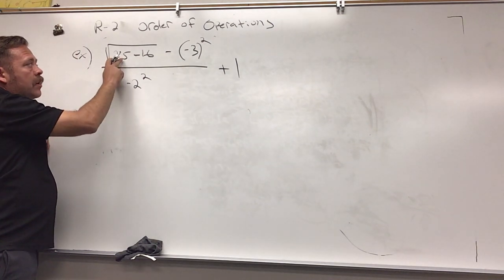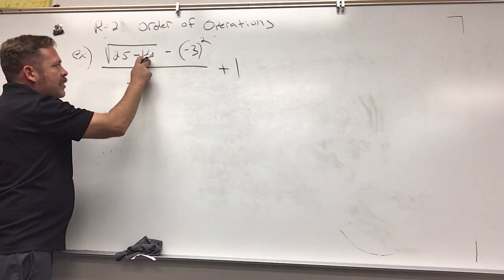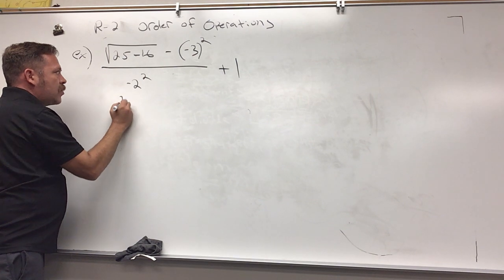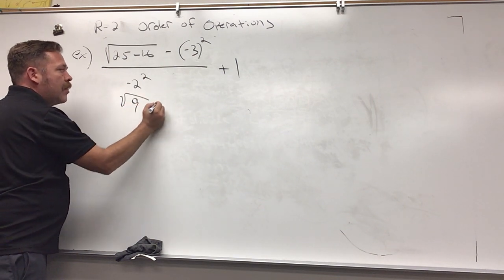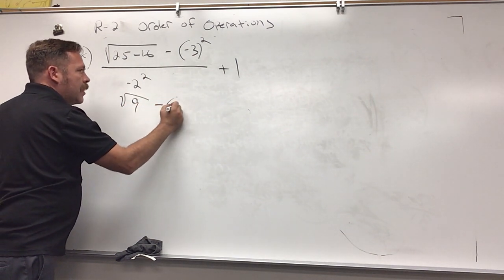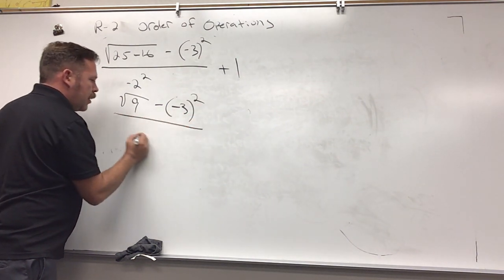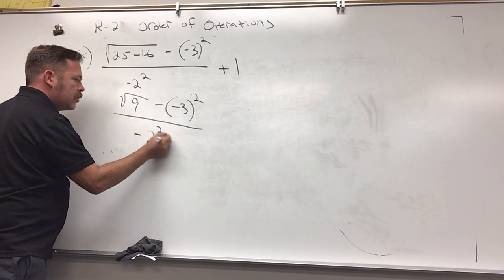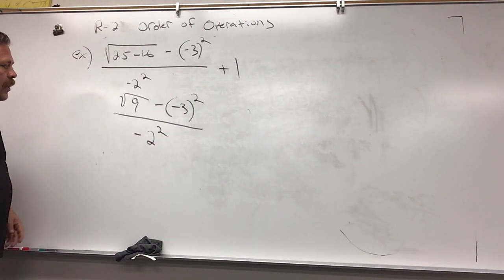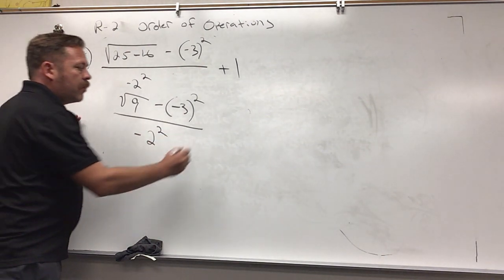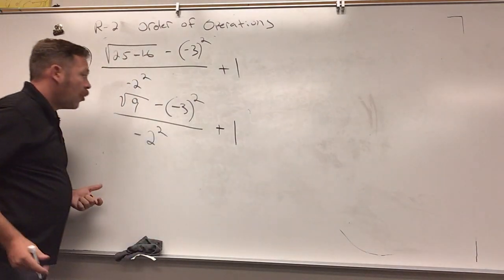So I'm going to do 25 minus 16 first, and I get the square root of 9 minus negative 3 squared over negative 2 squared. All right, now I'm ready to start. Oh, I saw the plus 1. I almost forgot that. Almost.